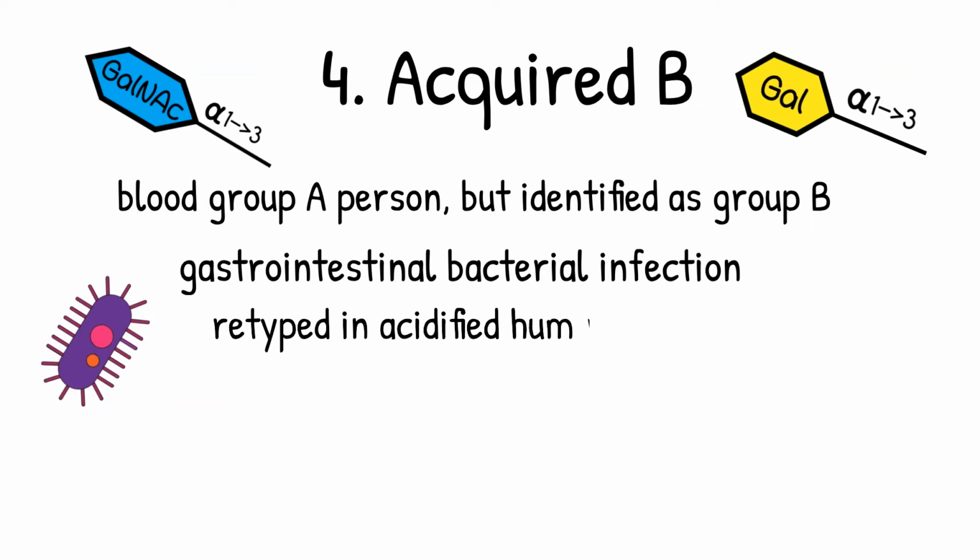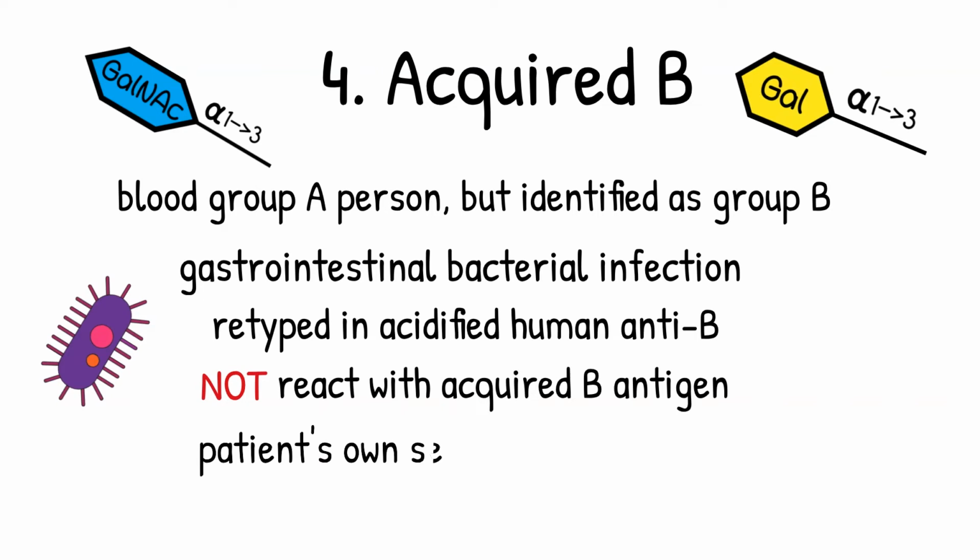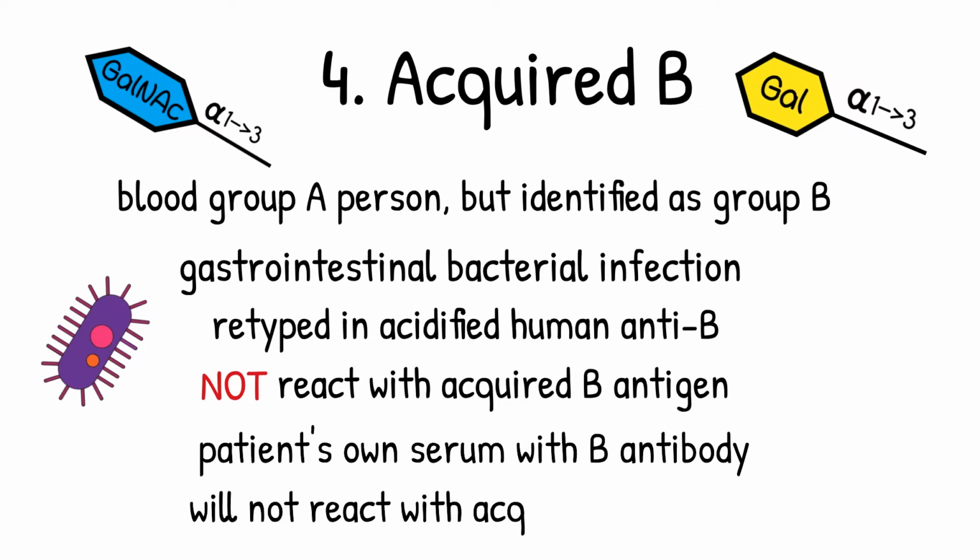Solve this problem by retyping using acidified human anti-B. Acidified human anti-B does not react with acquired B antigens. Also test the patient's serum with their own red blood cells because the patient's own anti-B will not react with the acquired B antigens on their own red blood cells.